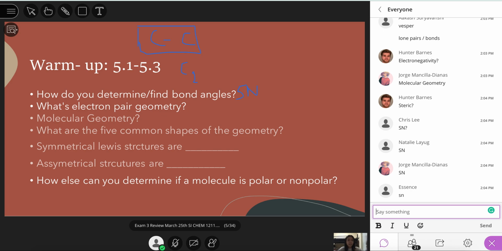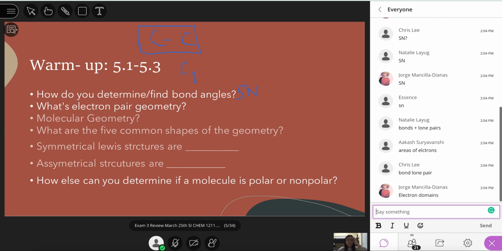And how do we calculate steric number? This should be pretty fast. You guys know this, right? Steric number. How do we do that? Of something like C2. How do we find that? What's the first thing you add? Yes, exactly. Bonds, or the number of atoms attached to the central atom, plus the lone pairs attached to that central atom as well.